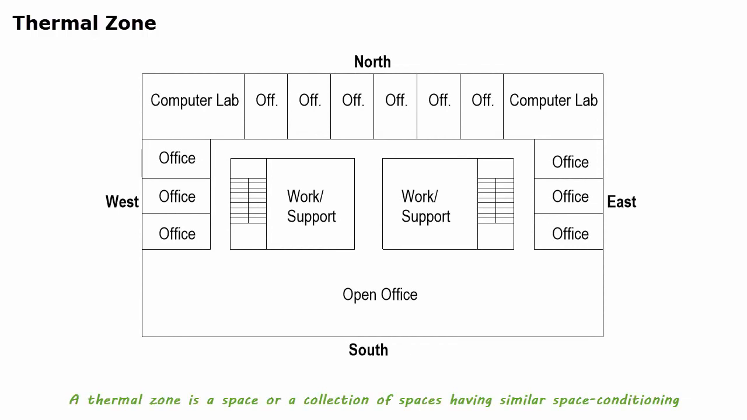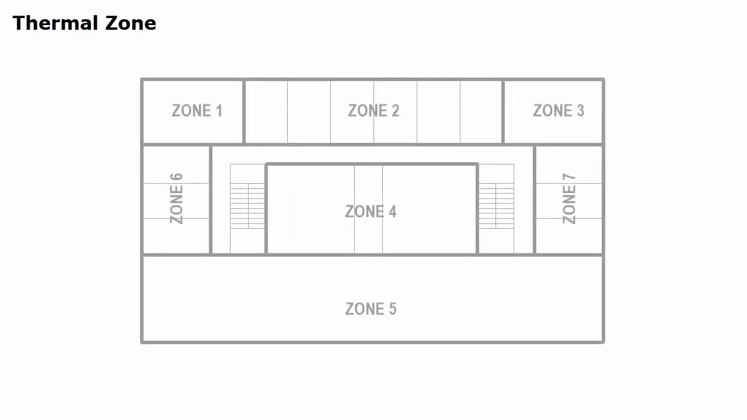A thermal zone is a space or a collection of spaces having similar space conditioning requirements, the same heating and cooling set points, controlled by one thermostat. Designers drive the division of thermal zones by factors such as orientation, space function, budget, etc. We can use this example to illustrate the approaches to thermal zoning.